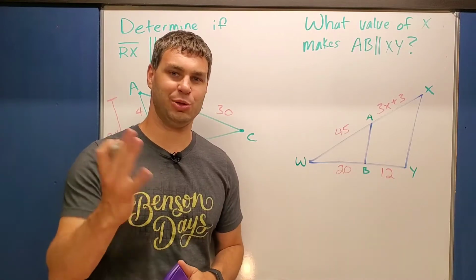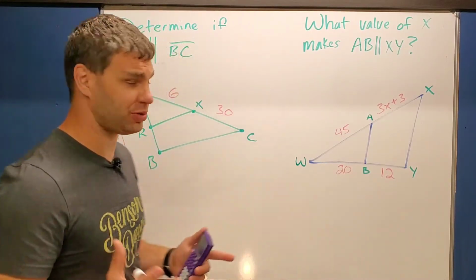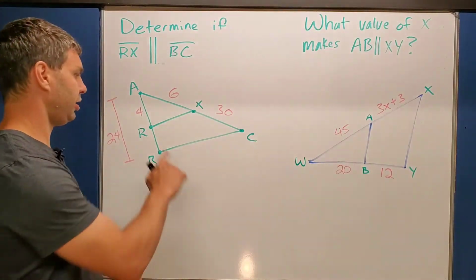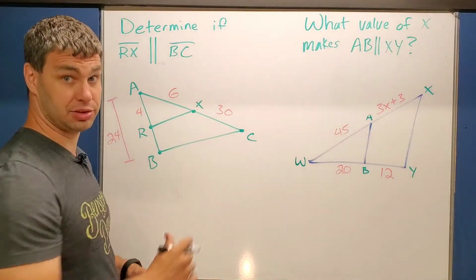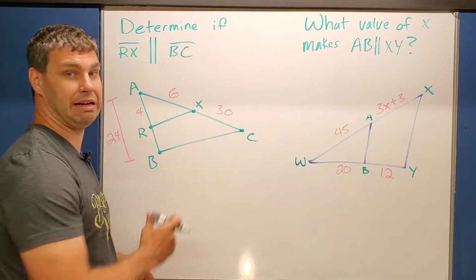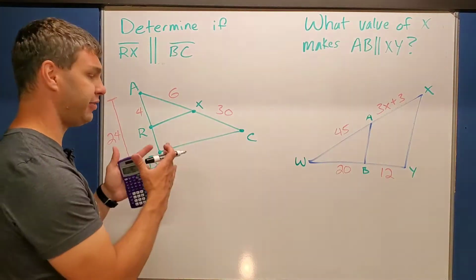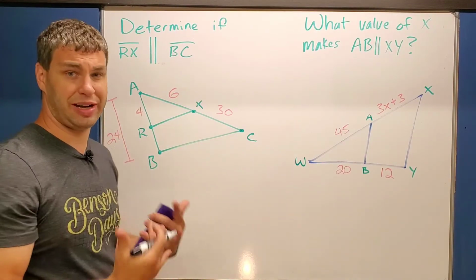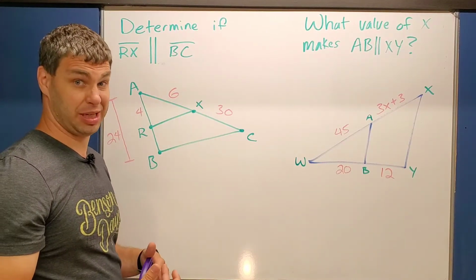All right, here we have some problems dealing with triangle similarity. And this first one says, determine if RX is parallel to BC. So RX is the segment here in the middle of the triangle, and BC is the side of the bottom of this triangle. And to figure out if there's parallel lines in a triangle, the parts that you see also have to be proportional. So we have to set up a proportion.